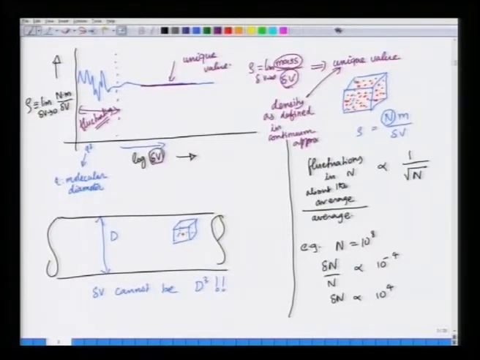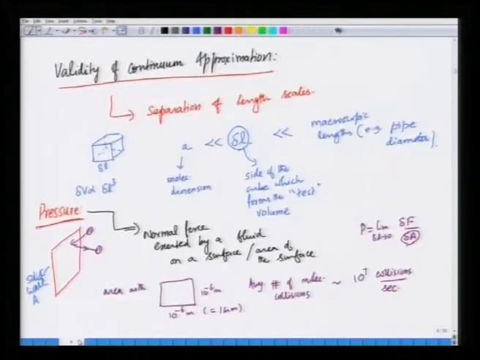Okay. And the same goes for the pressure, which we discussed earlier. So, the pressure will approach a unique value irrespective of the area, if the area is large compared to the molecular dimensions. Okay. So, this is the sum and substance of the continuum hypothesis or approximation.